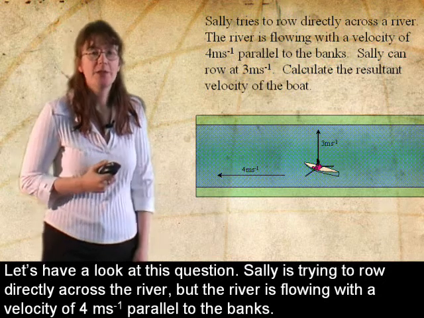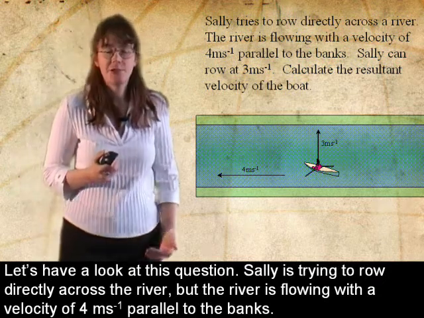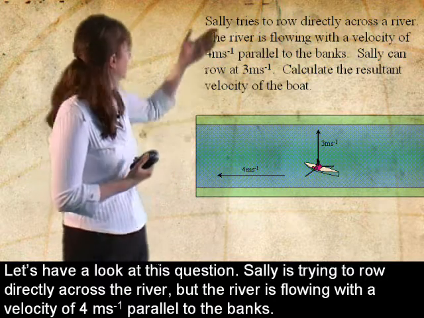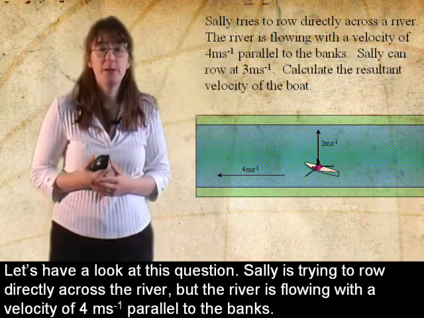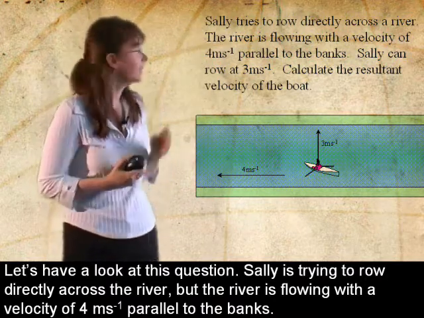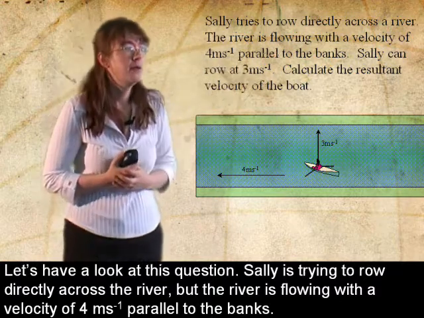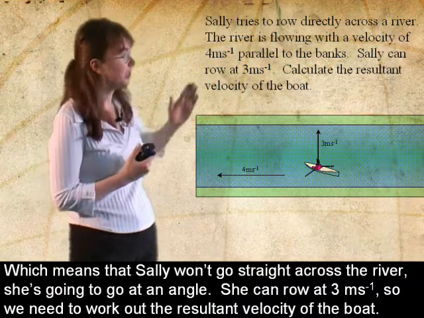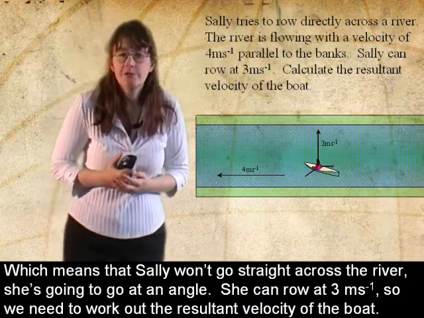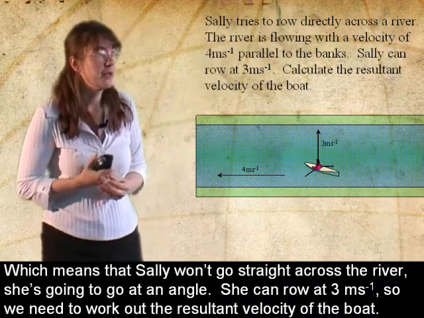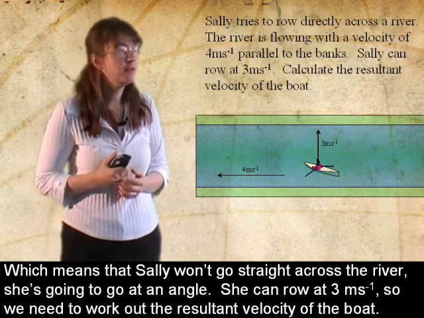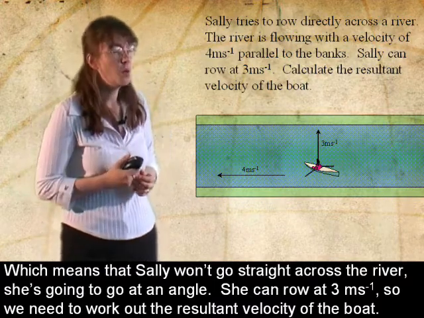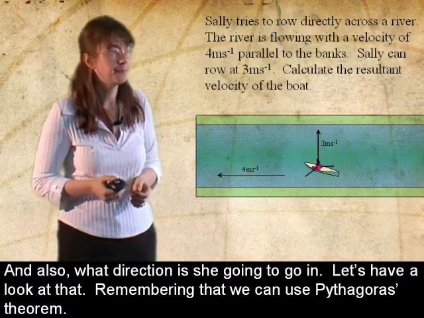So, let's have a look at this question. Sally is trying to row directly across the river, but the river is flowing with a velocity of 4 meters per second parallel to the banks, which means that Sally won't go straight across the river. She's going to go at an angle. She can row at 3 meters per second, so we need to work out the resultant velocity of the boat and also what direction she is going to go in.